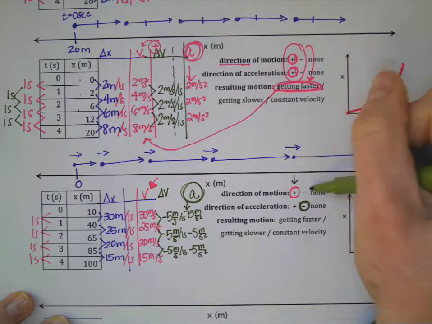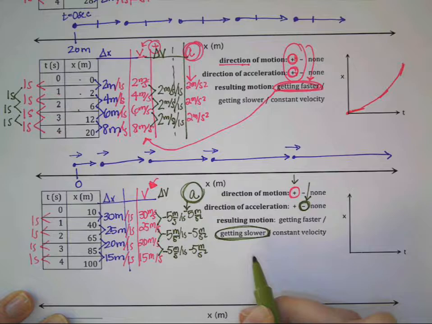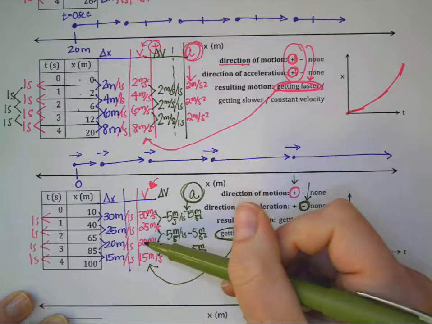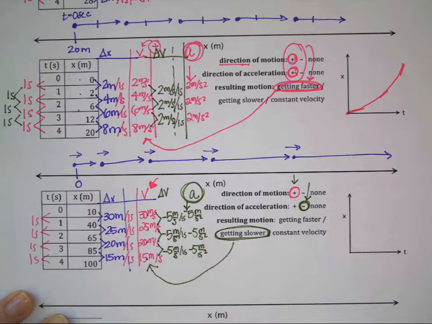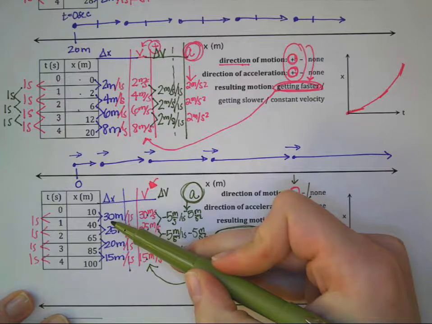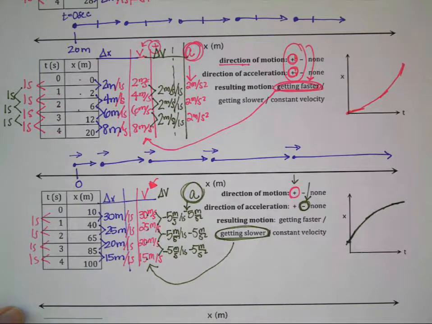These two being opposite will tell me that my resulting motion is getting slower. I could have also seen that by the fact that my velocities were decreasing in magnitude. So there's more than one way to look at it. Additionally, on our position time graph, we start at position of 10. We have a steep positive slope that goes to a less steep positive slope. So something like this would be an appropriate position time graph.